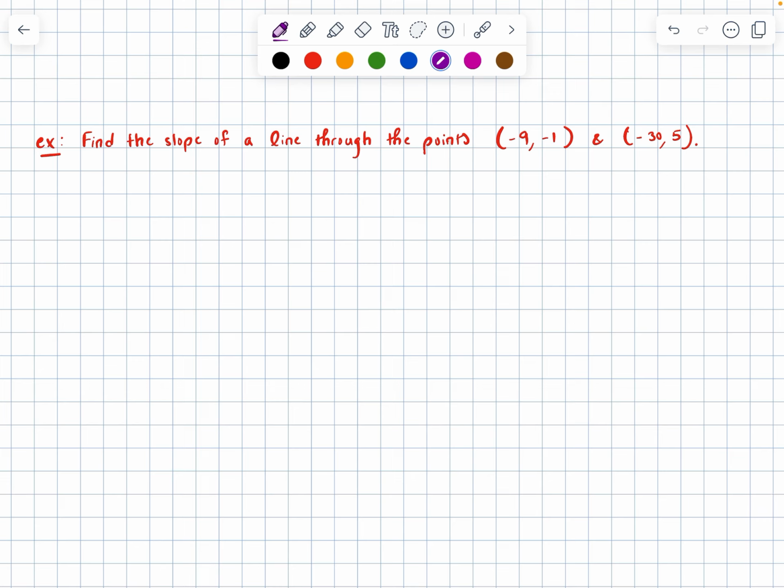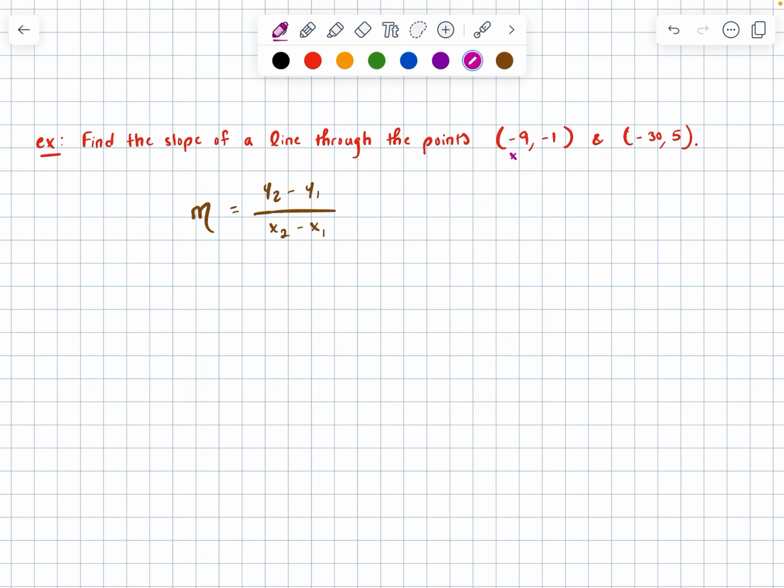Cool. Let's do some more abstract ones. I want to find the slope of a line through the points (-9, -1) and (-30, 5). In order to do this, I need to use my slope formula. Remember the slope formula? It's defined as the difference of the y-coordinates of my 2 points over the difference of the x-coordinates of my 2 points: y2 minus y1 over x2 minus x1.